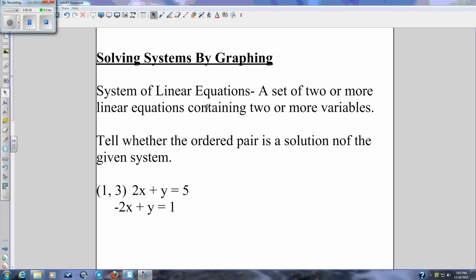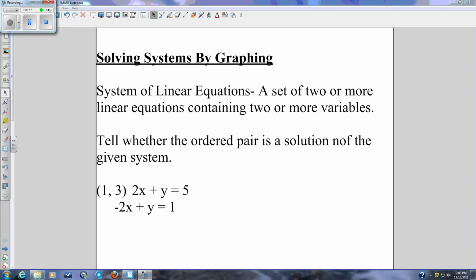Now what's going to happen here is you're going to be able to solve two linear equations at the same time. And what we're going to do is start off with being able to figure out if an ordered pair is a solution of a particular system. So I'm going to give you an ordered pair, and we want to substitute that ordered pair into two equations for x and for y and actually see if it is a solution of both.